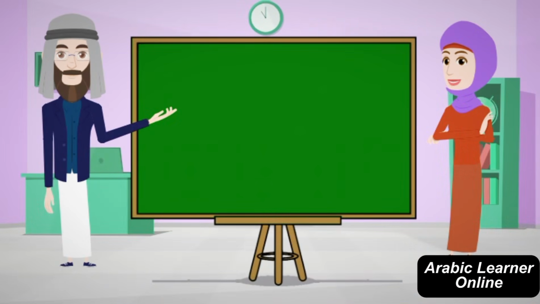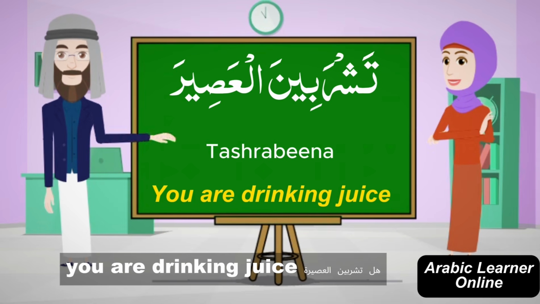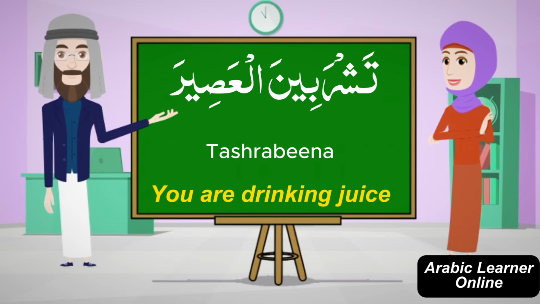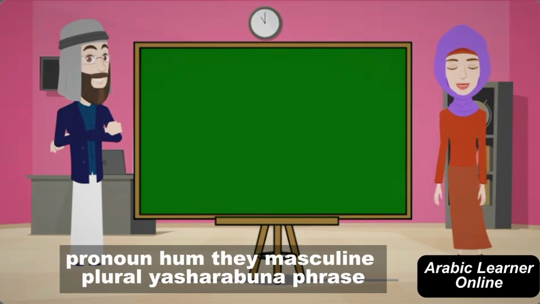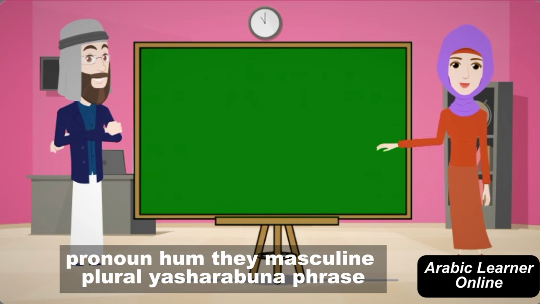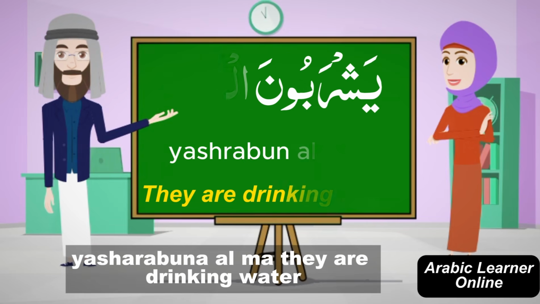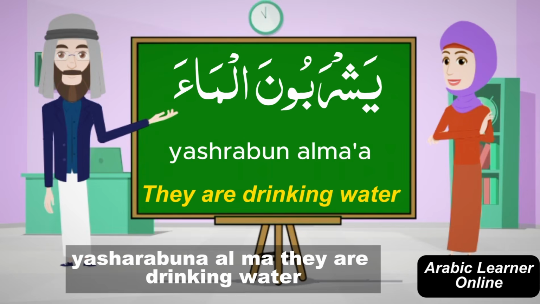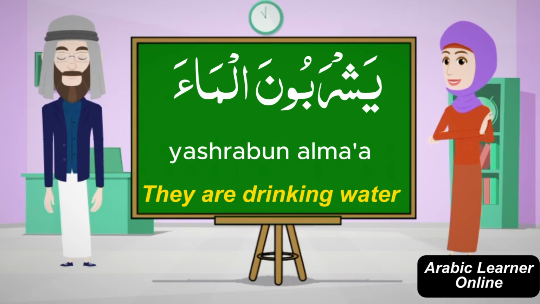Phrase: tashrabina al-asira. You are drinking juice. That ina suffix is key. Pronoun: hum, they, masculine plural. Yashrabuna. Phrase: yashrabuna al-ma. They are drinking water. It uses the ya prefix and the una suffix.